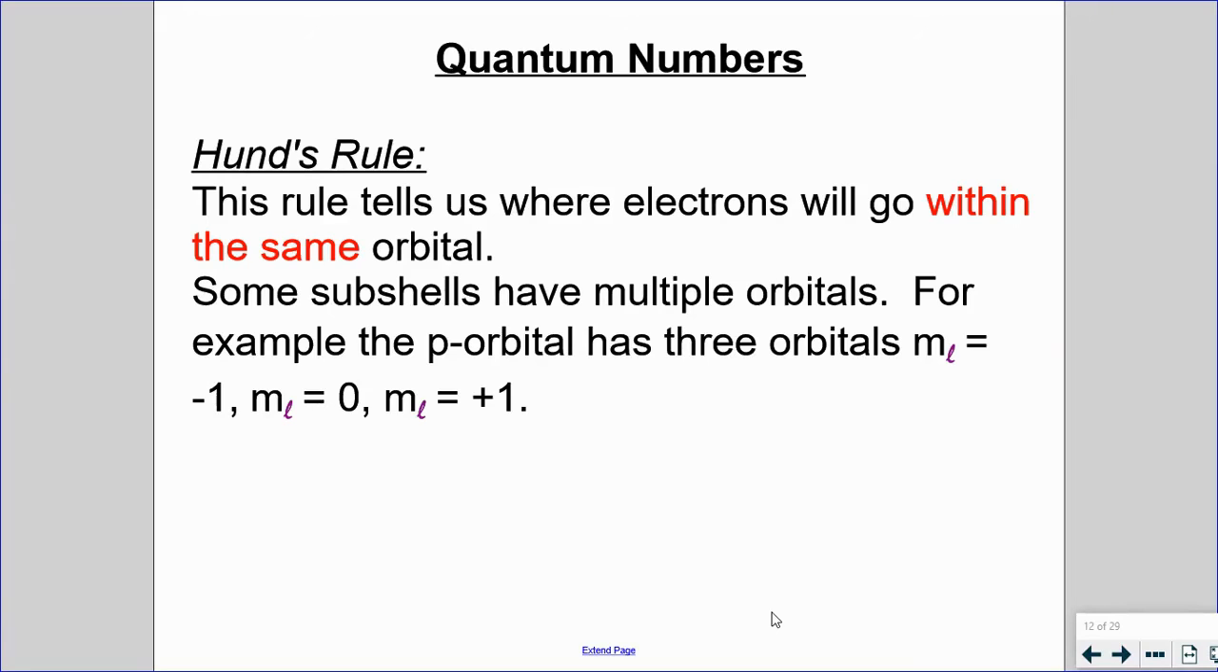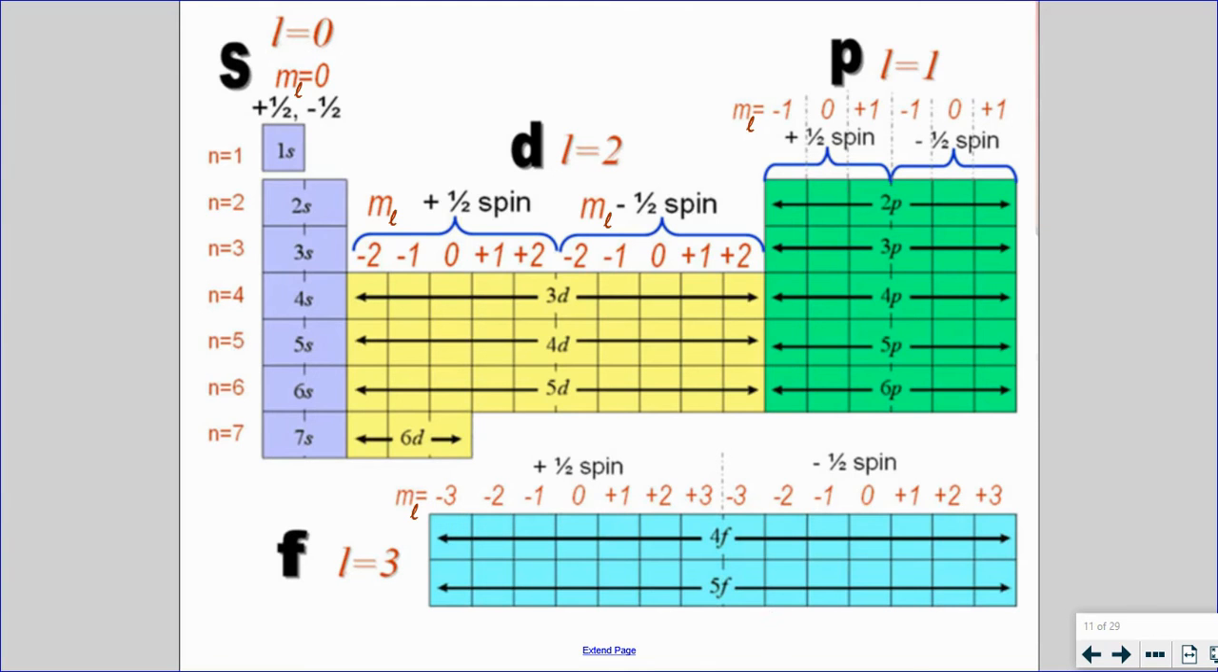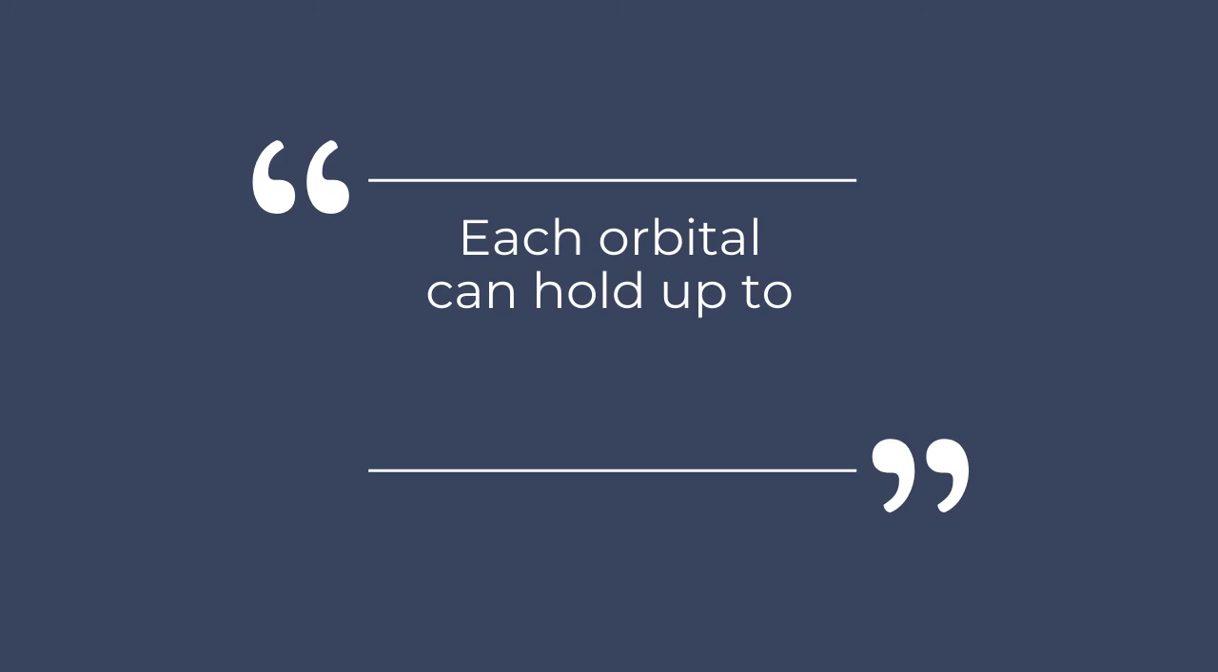Let us remind you again that each subshell can be broken down into multiple orbitals. So although the s subshell only has one orbital in each subshell, the p subshell has 3 orbitals in it. The d subshell has 5 orbitals in it, and the f subshell has 7 orbitals in it. So each orbital holds up to 2 electrons.